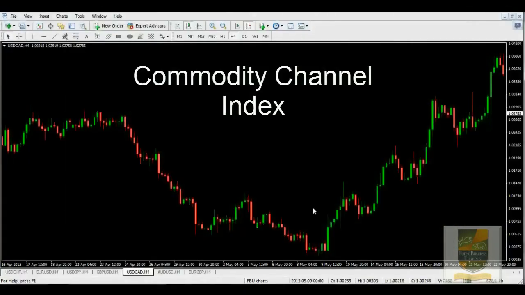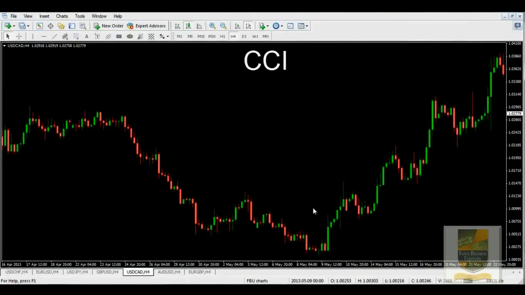The Commodity Channel Index indicator is also known as the CCI indicator and was developed by Donald Lambert. The CCI indicator comes with two levels. It comes with a plus 100 level and a minus 100 level. Most of the times this indicator will move in between the plus 100 and the minus 100 levels and will exceed these levels for about 20 to 25% of the time.